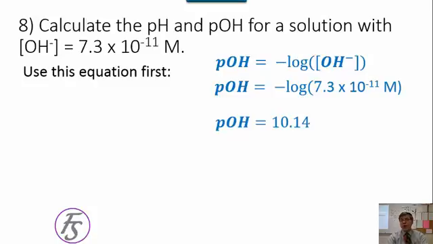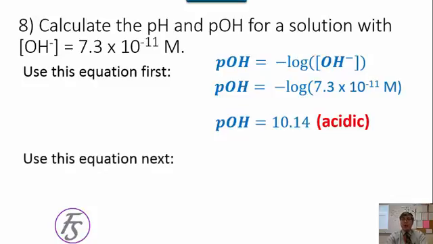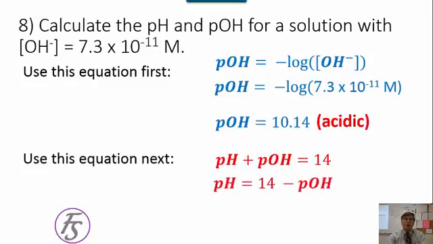Now remember, the pOH scale is the opposite, it's backwards, so a small number on the pOH scale is basic, which means a large number is acidic. It's backwards from pH, don't forget. Now we just do the same thing we did before. pH plus pOH is equal to 14. So pH is equal to 14 minus the number we just got. Plug that in, and we get 3.86.